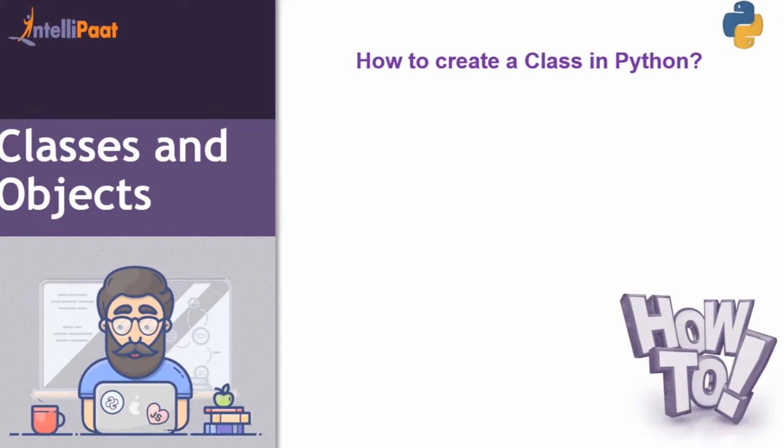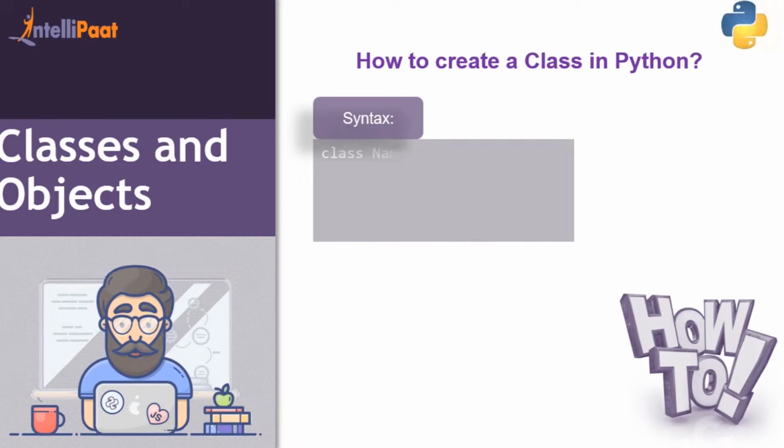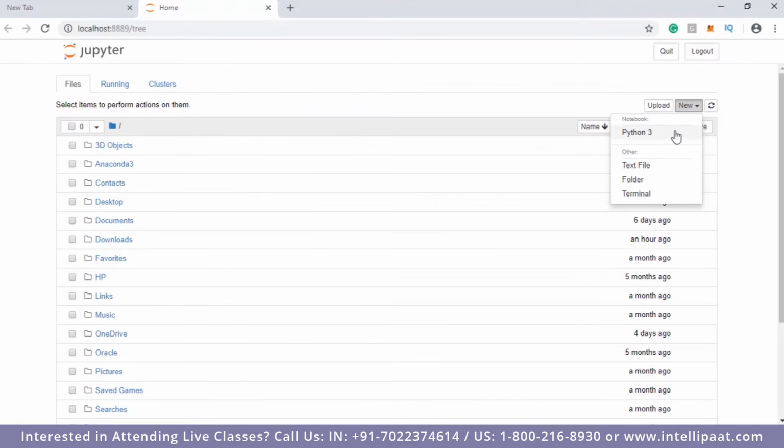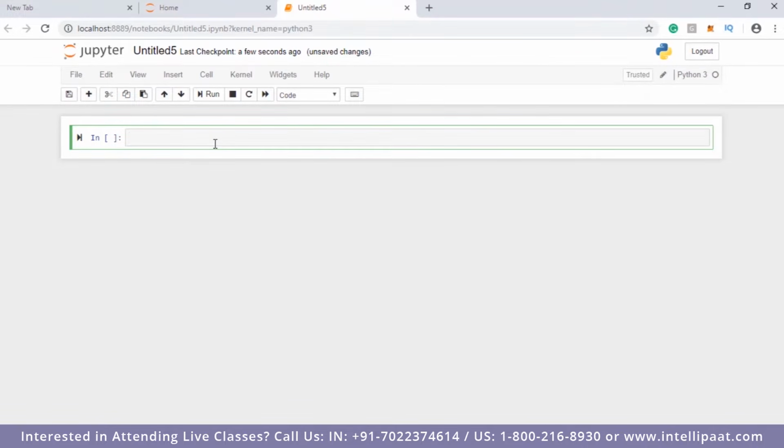So how to create a class in Python? The syntax is the keyword class, a space, the name of the class, and inside that a series of statements. Let me launch the Jupyter notebook. So there's my Jupyter notebook. I'll select Python 3 from it. Let's define our first class. Its syntax was the keyword class followed by the name of the class. I'll take the name as class_name, followed by a colon. Remember, don't miss this colon over here. If you miss it, you'll get an error.